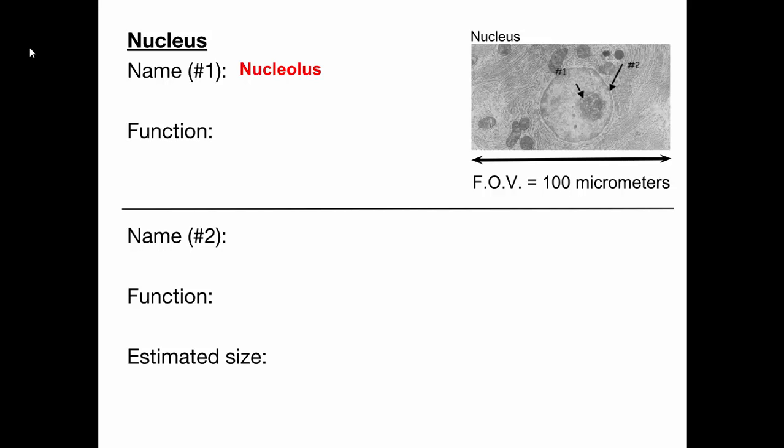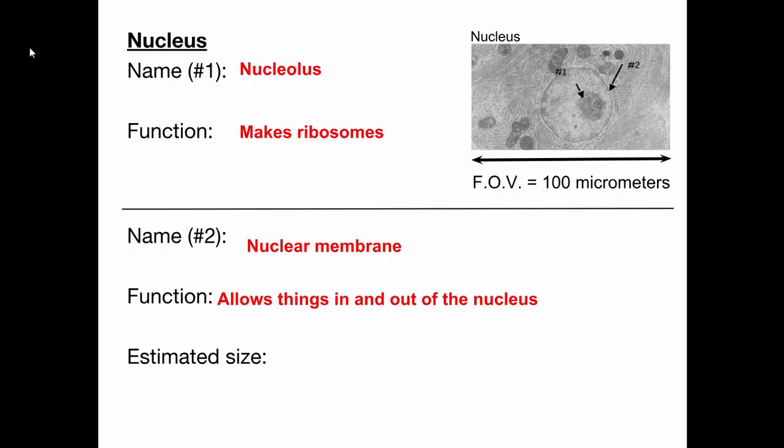All right, the nucleolus, its job is to make ribosomes. The nuclear membrane basically keeps the chromosomes in the nucleus while allowing smaller molecules like RNA to come out of it.